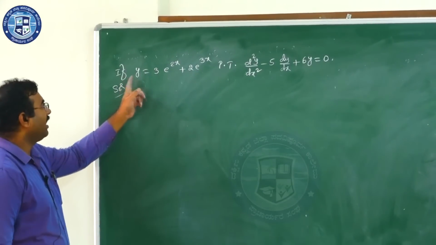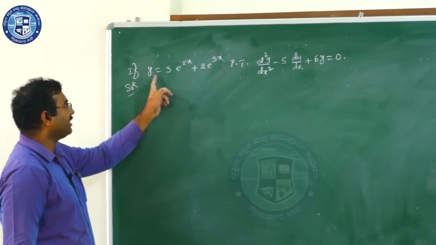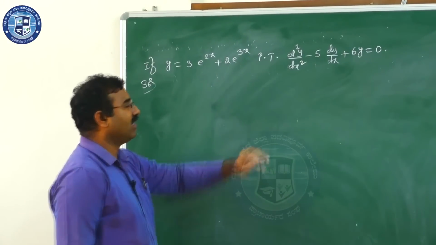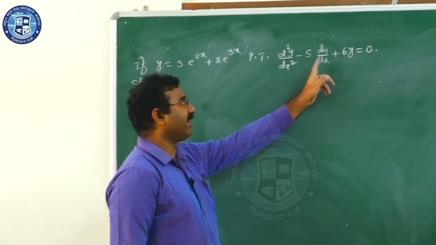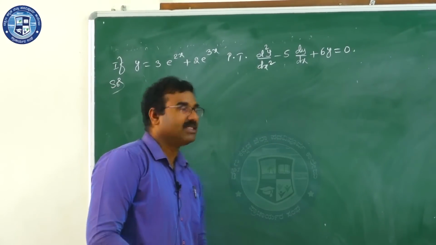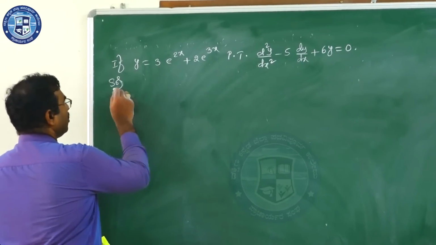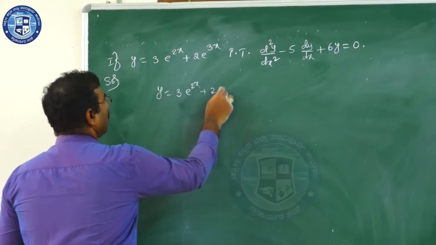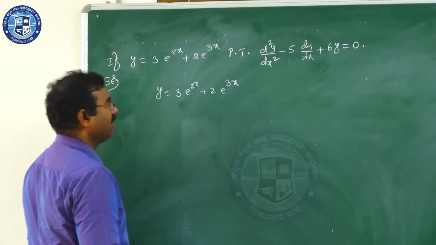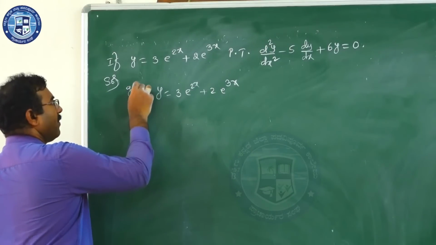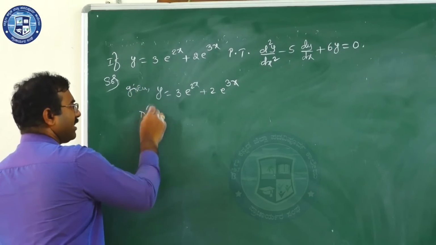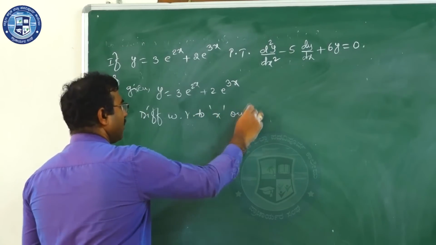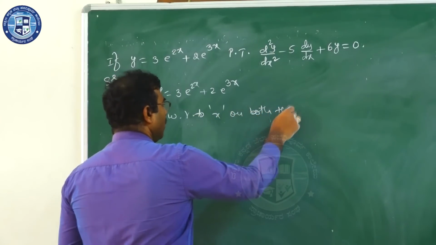So we will see another problem of the same kind. If y is equal to 3 e power 2x plus 2 e power 3x, then prove that d square y by dx square minus 5 dy by dx plus 6y equal to 0. So we will see that the given thing, solution, y is equal to 3 e power 2x plus 2 e power 3x. This is the given thing. So differentiate with respect to x on both sides.